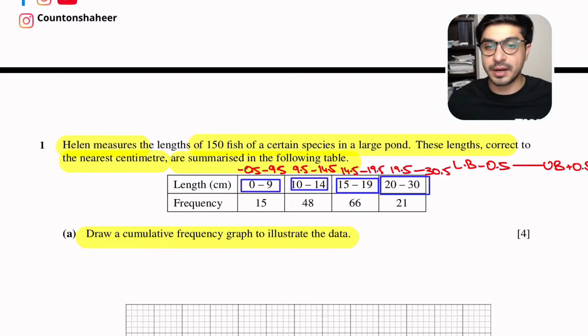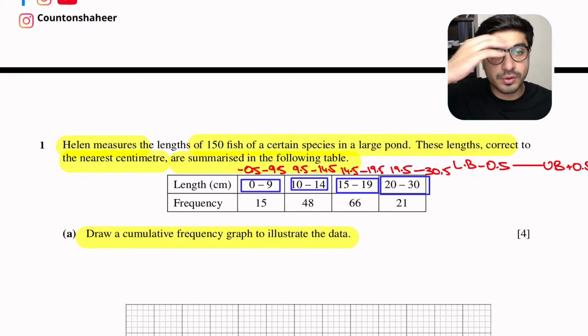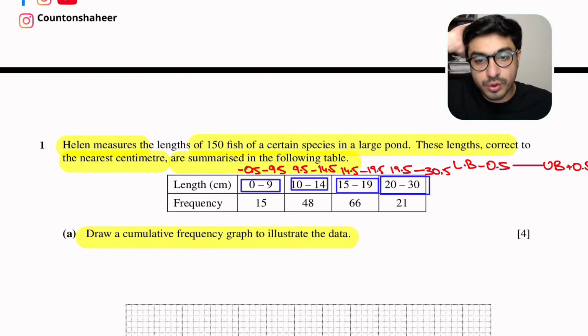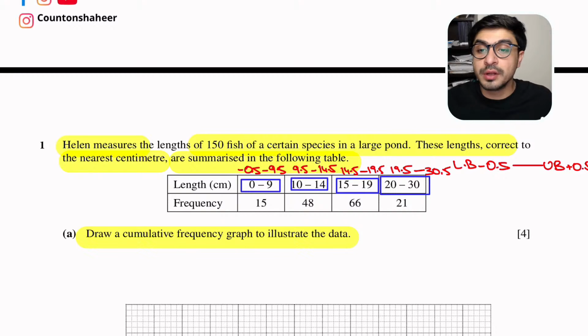The next thing that we have to do here is look at, okay, the class intervals are now linked, right? Over here we can see that all of them are linked, right? So now we need to start off with the cumulative frequency curve. First of all, we need to find out the cumulative frequencies.